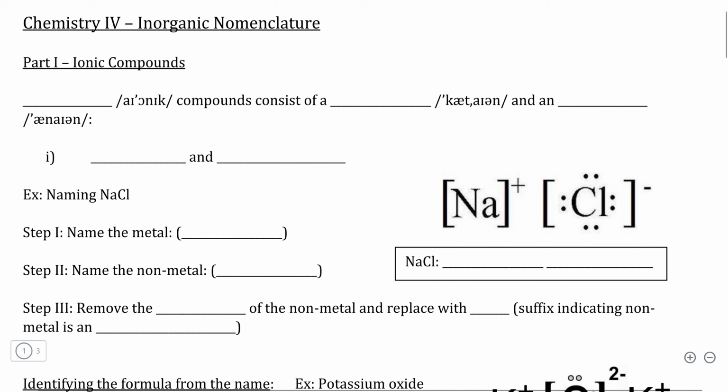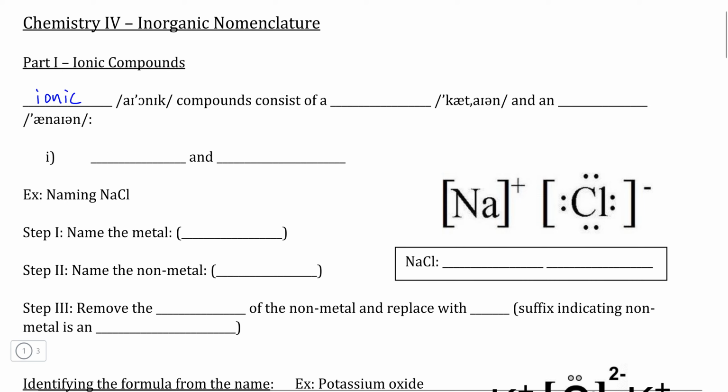Now that you've finished learning how to identify the atomic composition of a compound based on its chemical formula, it's time to actually learn how the naming system of different compounds works. And in this first video, we're going to start by naming the simplest of ionic compounds.